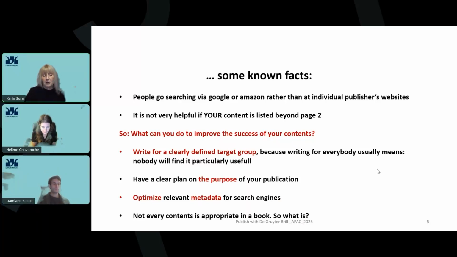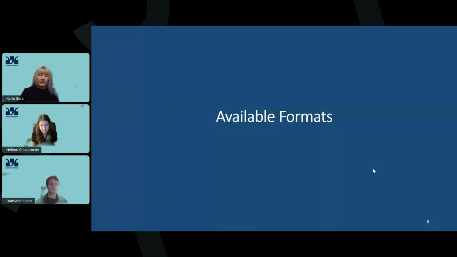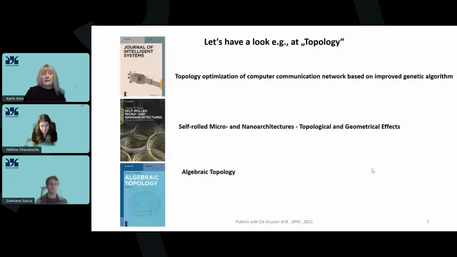And not every content is appropriate in a book or in a journal. So what is? We have several available formats. If we have a look at topology, just as a topic, what you can see here is that, for instance, the title becomes longer and longer. The longer the title of a published content is, the more restricted is the target group, the more specialized the content. And probably this title would be appropriate to be published in a journal.